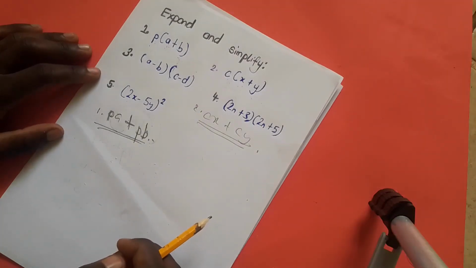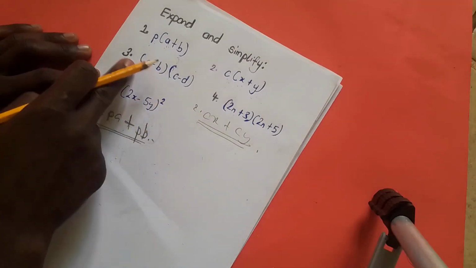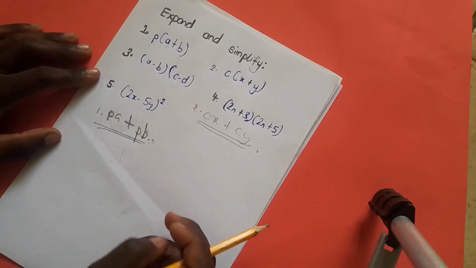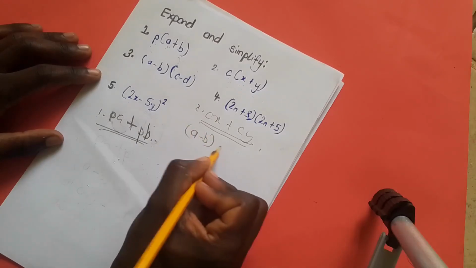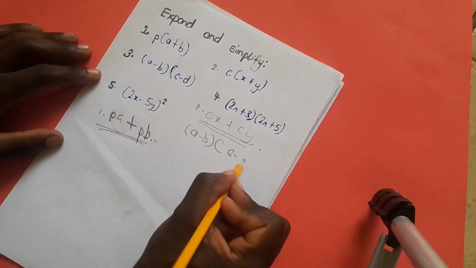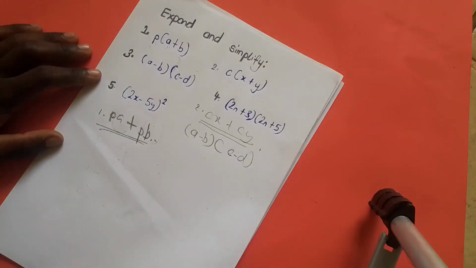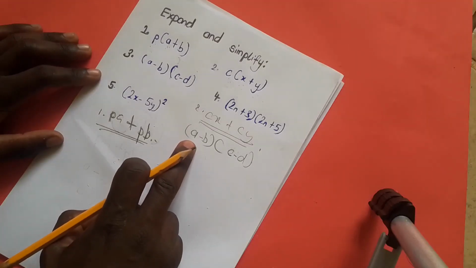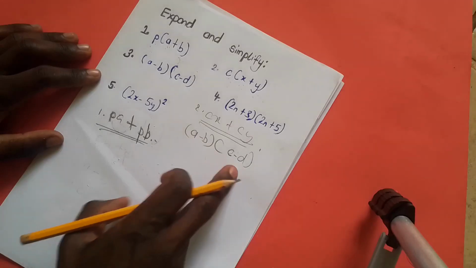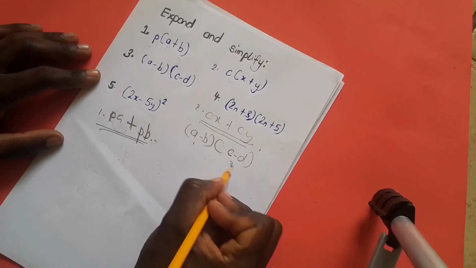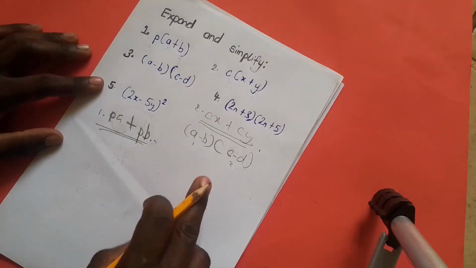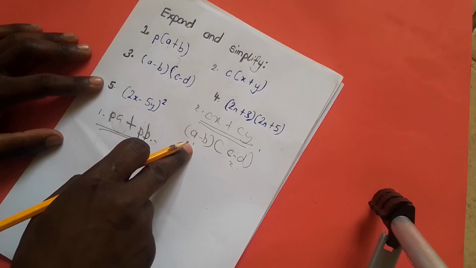Okay, so I want you to pay close attention to question 3 because it's the tricky part, but not that tricky. Question 3 is saying A minus B bracket C minus D. So the first step we're going to do is expand. How do we expand? Each and every term in the first bracket will multiply each and every term in the second bracket. So this is the first bracket, this is the second bracket.